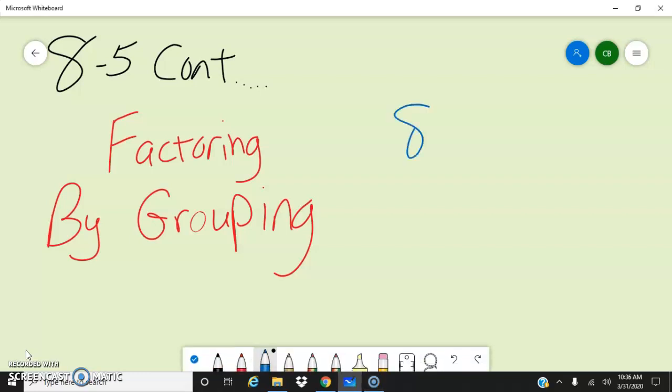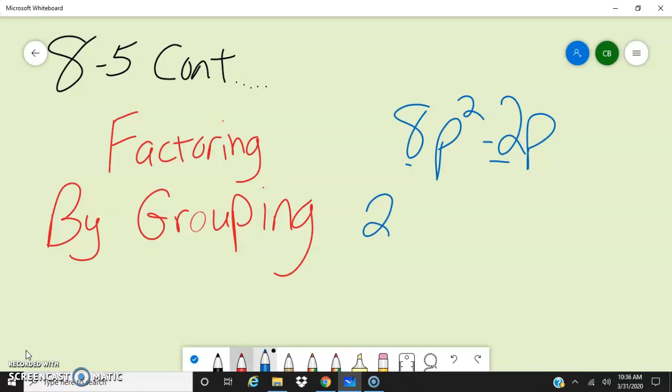If you were given the expression like 8p squared minus 2p, and we were finding the greatest common factors, which is what we were doing yesterday. All right, so if I want to find the greatest common factor of this expression, obviously I look at the numbers first, and my greatest common factor that I can factor out of there is a positive 2. Now, then I go back and look at my variables. Can I pull a variable out of both of those terms? Yes, I can. I can pull out a p as well.